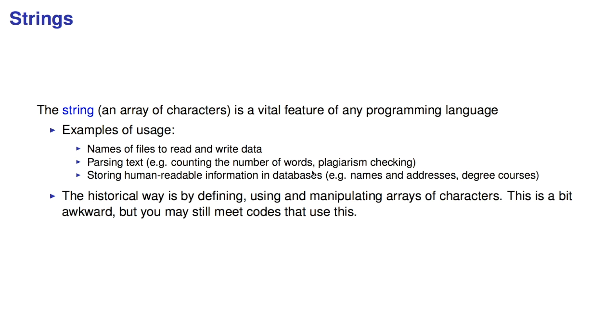Historically, it was usually done by defining, using and manipulating arrays of characters. That's a bit awkward, but you may still meet codes that use this. The more modern way is to put an abstract layer on top of that, where we don't mind what happens under the bonnet, but we do know exactly what happens.